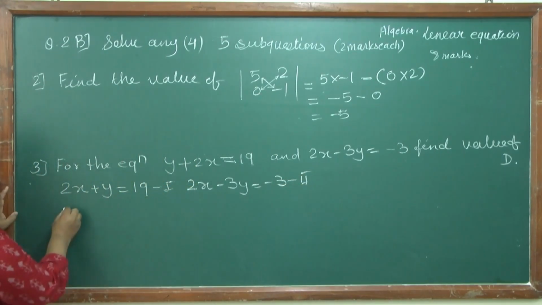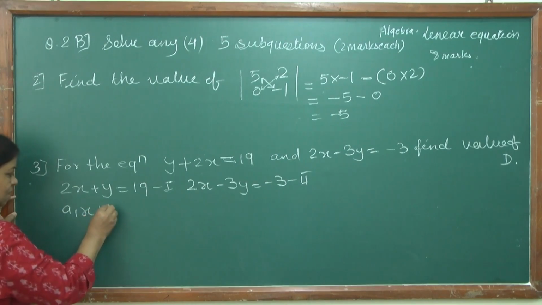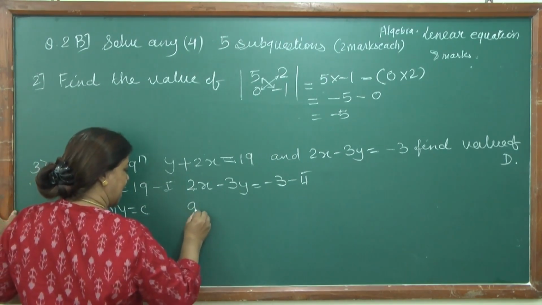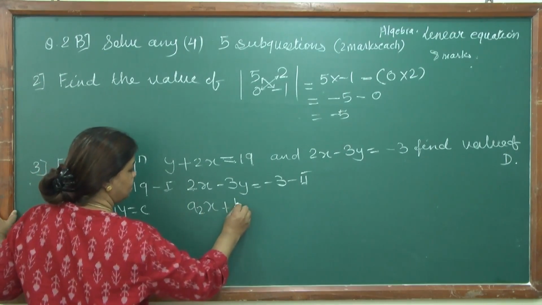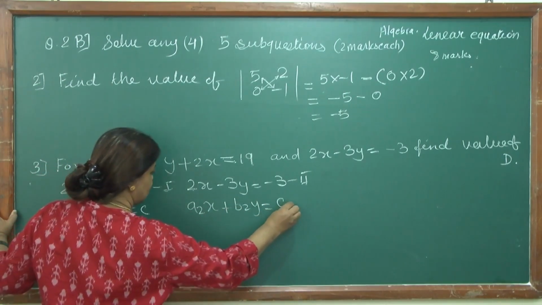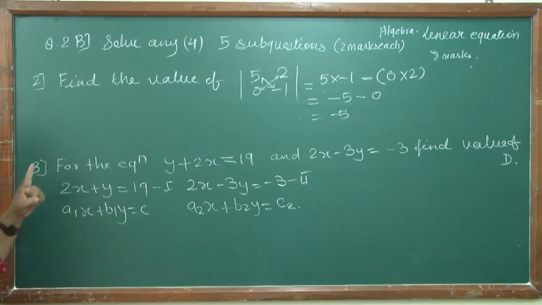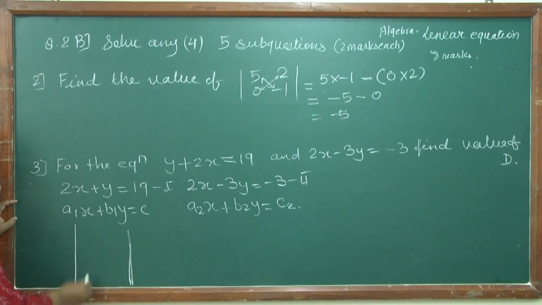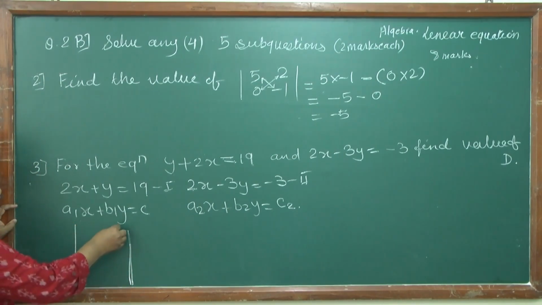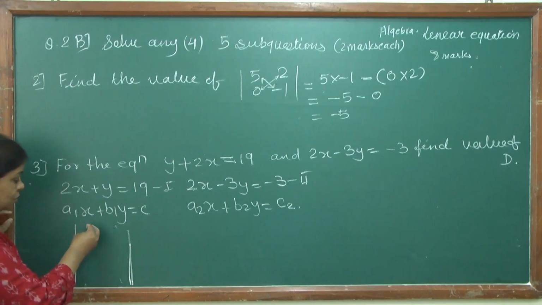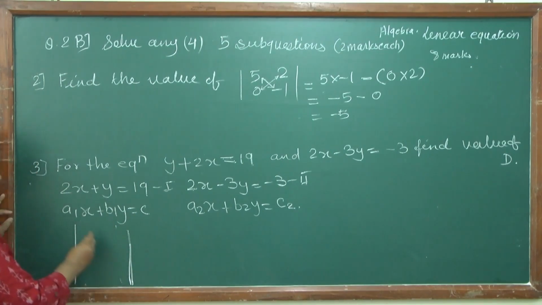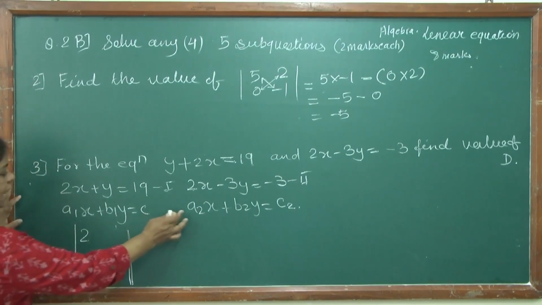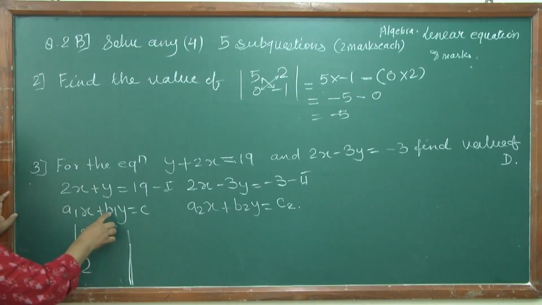This equation I will be comparing with a1x plus b1y is equal to c1, and this equation I will be comparing with a2x plus b2y is equal to c2. I need to find out the value of d. So when I want to write down the determinant value, here will be all a values and here will be all b values. This column is for a values and this column is for b values. So coefficient a1 is what? 2, and a2 is how much? 2. b1 is what?